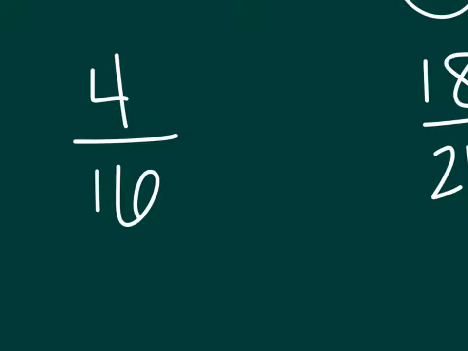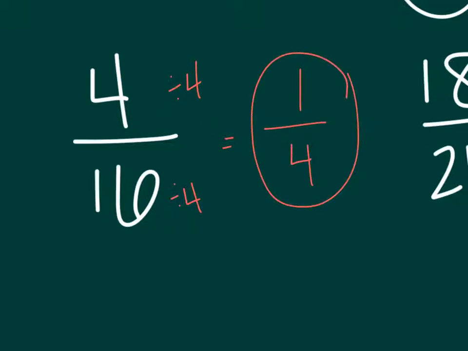So the greatest common factor between 4 and 16 is 4. So what I do is I divide each side by 4. And so 4 divided by 4 is 1, and then 16 divided by 4 is 4. And so this is the most simplified version.